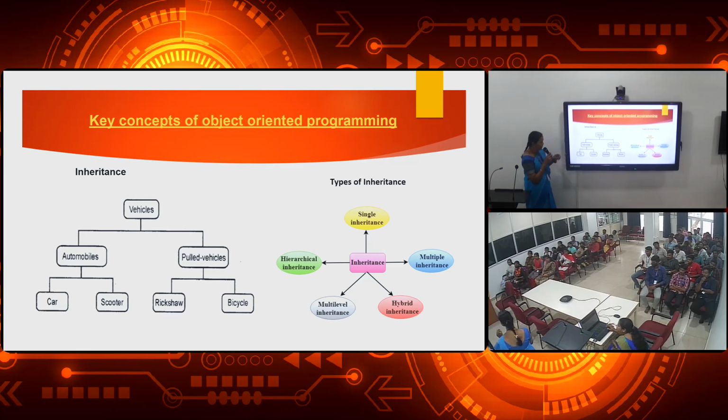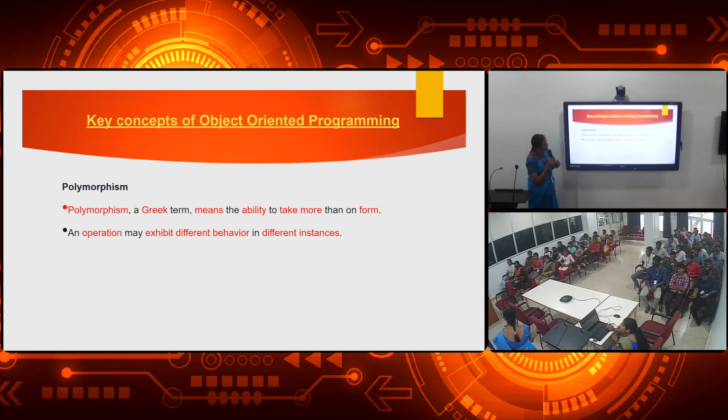So here, according to one example, the car is a class which derives the properties from automobiles and also from the vehicle class. So if you are viewing vehicle, automobiles and car, what type of inheritance is it considered as? Multi-level inheritance. Good. Clear? Next. Polymorphism. This is a Greek term. Already I told you that it is the ability to take more than one form.